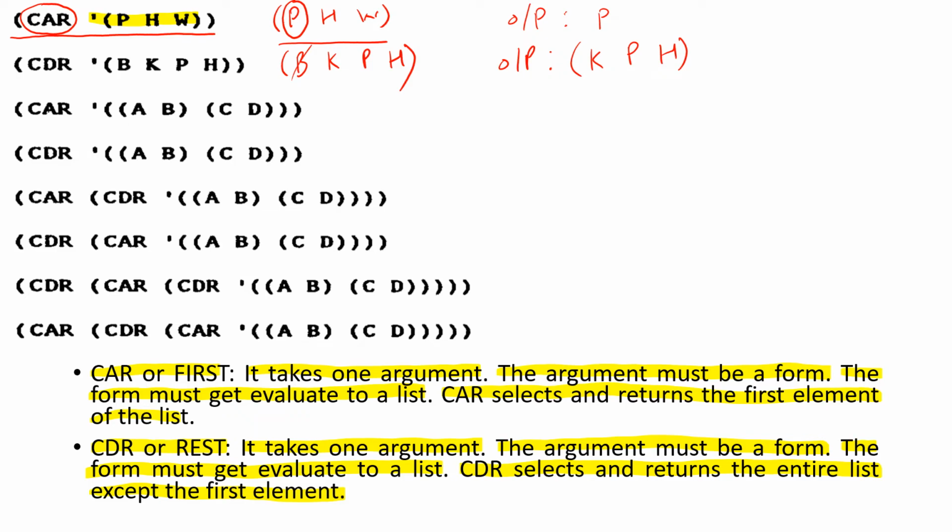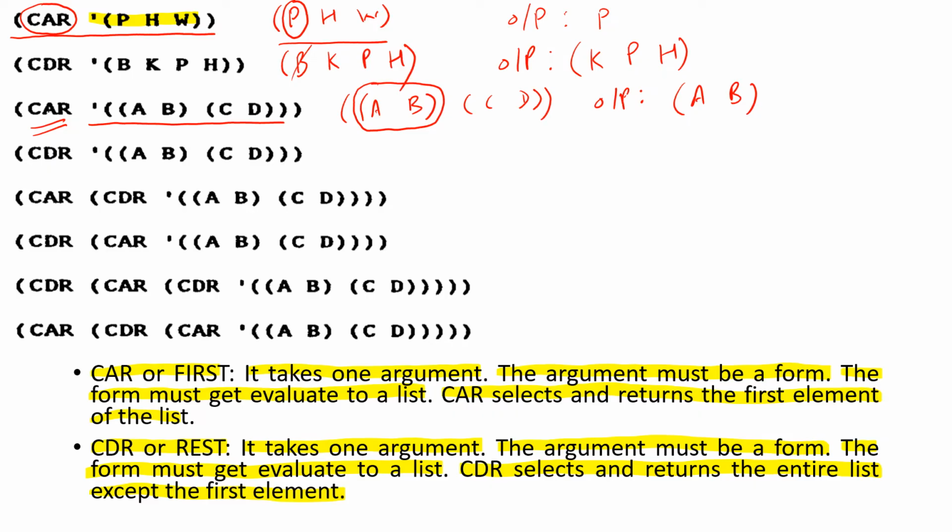Likewise, if we solve the remaining examples, this whole list will evaluate to a list which contains a list containing AB and a list containing CD. So this will be the evaluation after quote list, and then we are applying a CAR on this list. CAR selects and returns the first element of the list. So the first element is a list which contains AB.